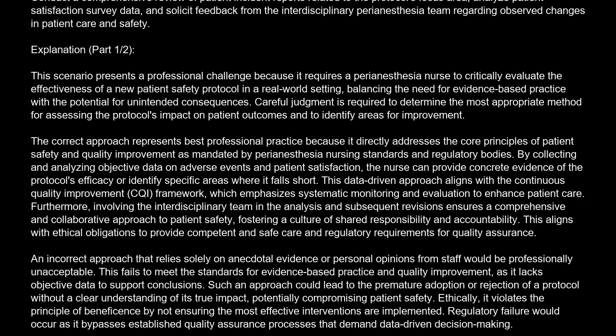An incorrect approach that relies solely on anecdotal evidence or personal opinions from staff would be professionally unacceptable. This fails to meet the standards for evidence-based practice and quality improvement, as it lacks objective data to support conclusions. Such an approach could lead to the premature adoption or rejection of a protocol without a clear understanding of its true impact, potentially compromising patient safety. Ethically, it violates the principle of beneficence by not ensuring the most effective interventions are implemented. Regulatory failure would occur as it bypasses established quality assurance processes that demand data-driven decision-making.